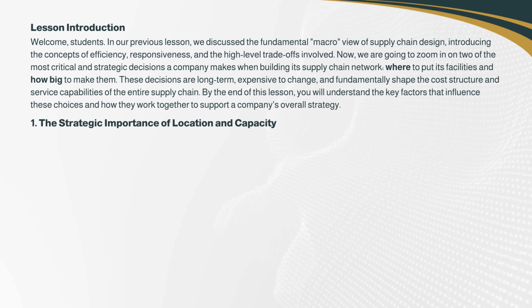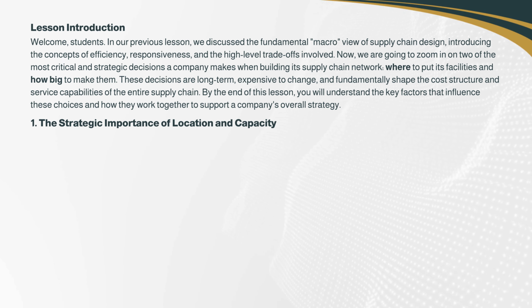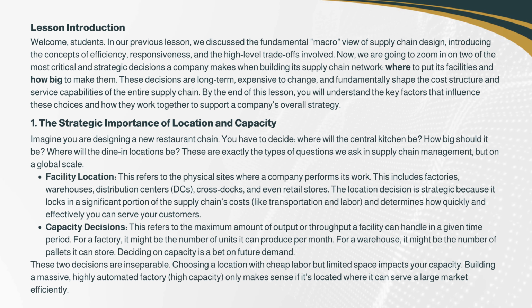1. The strategic importance of location and capacity. Imagine you are designing a new restaurant chain. You have to decide: where will the central kitchen be? How big should it be? Where will the dine-in locations be? These are exactly the types of questions we ask in supply chain management, but on a global scale.